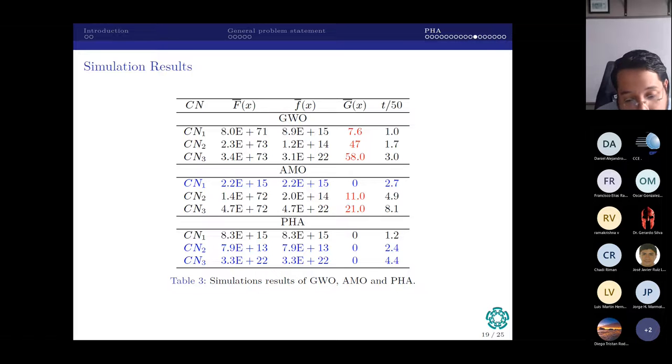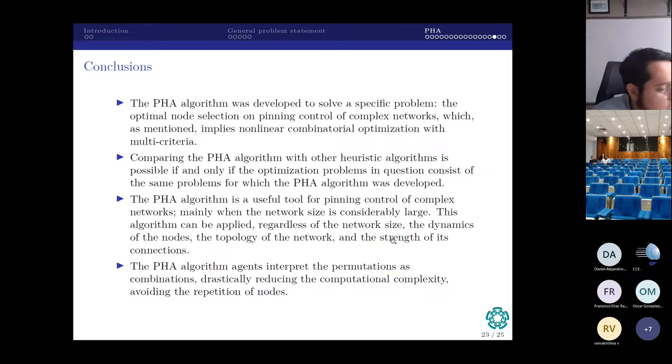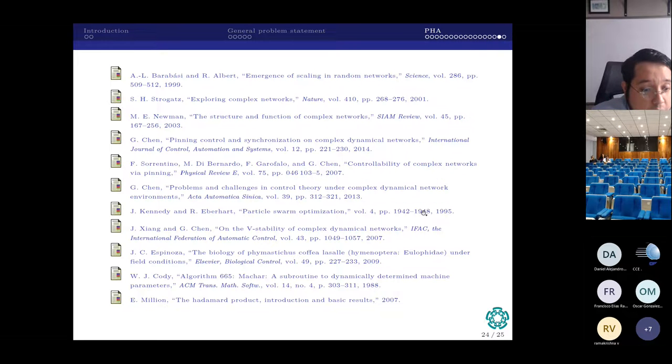Only the FAR algorithm, for example, can guarantee the stabilization of the network. And this is the other result. And this is the conclusion. The most important is that the FAR algorithm was developed to solve a specific problem: the optimal node selection in pinning control of complex networks, which, as I mentioned, implies nonlinear combinatorial optimization with multiple criteria. This is my reference, and thank you for your time.